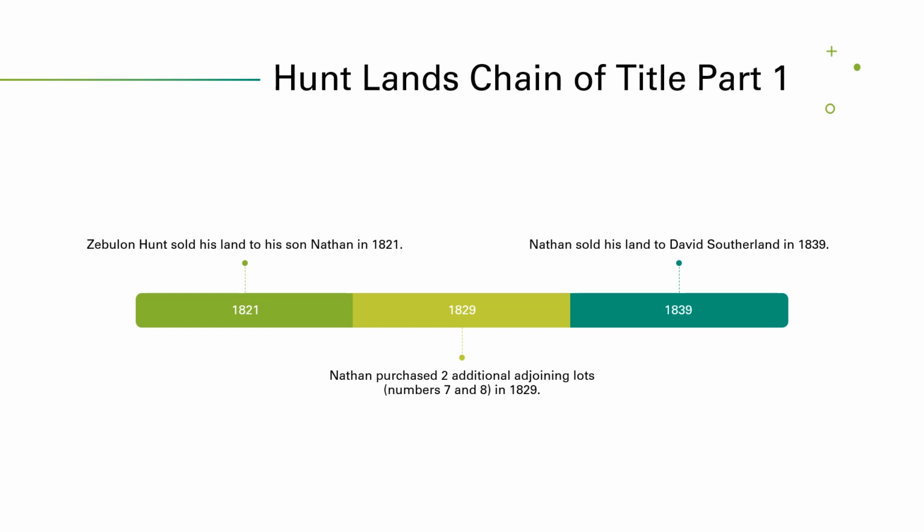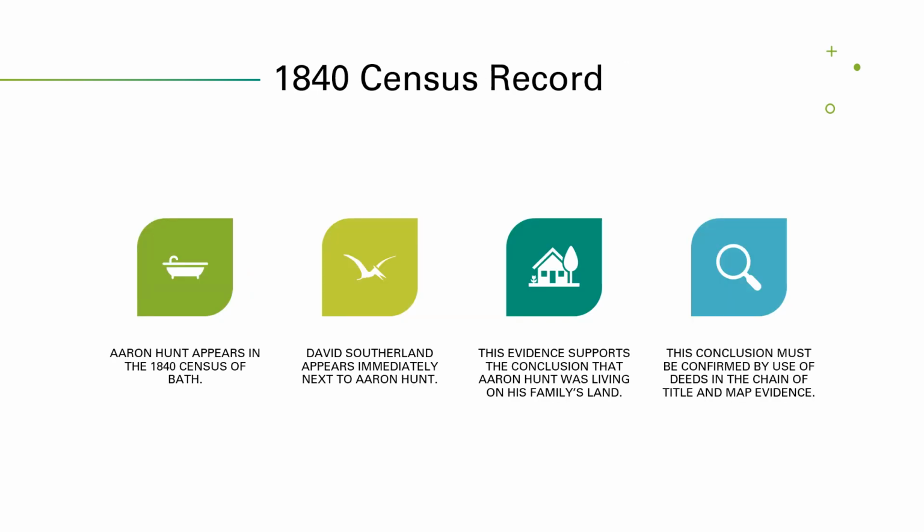In the chain of title, Zebulon Hunt sold his land to his son Nathan in 1821. Nathan purchased 2 additional adjoining lots in 1829, and Nathan sold all of his land to David Sutherland in 1839. The 1840 census record is a key piece of evidence. Aaron Hunt appears in this census immediately next to David Sutherland and also to Timothy Buck. The evidence supports a conclusion that Aaron Hunt was living on his family's land, but that conclusion must be confirmed by the use of deeds in the chain of title and map evidence, and we'll see why in a moment.